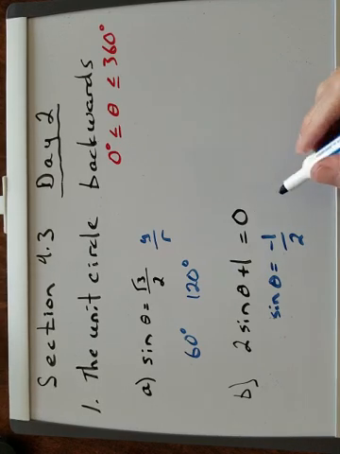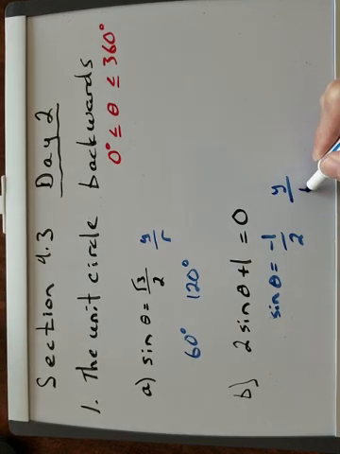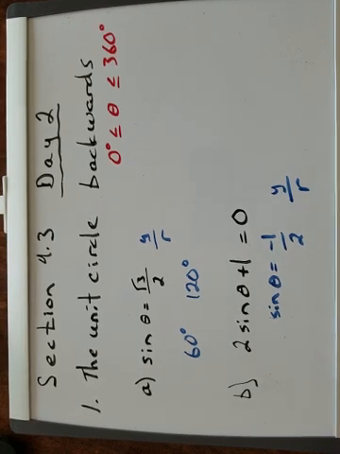Now you're at your happy place. Now you can be going, sine is y over r, and r is always 1. It essentially boils down to where would the y value be negative a half, because r is always 1. It doesn't play a factor.